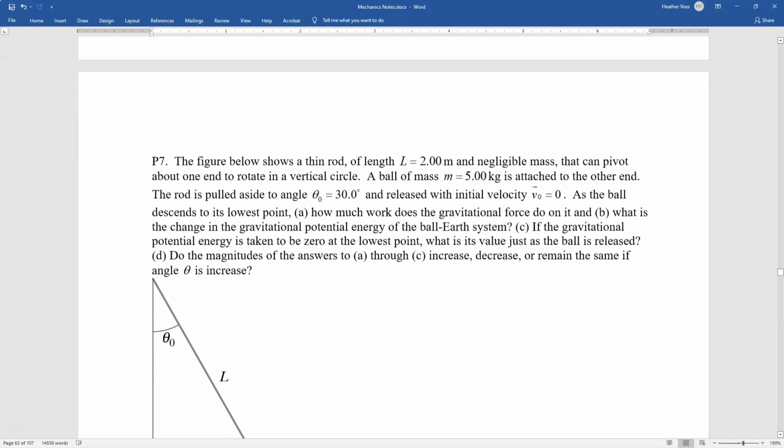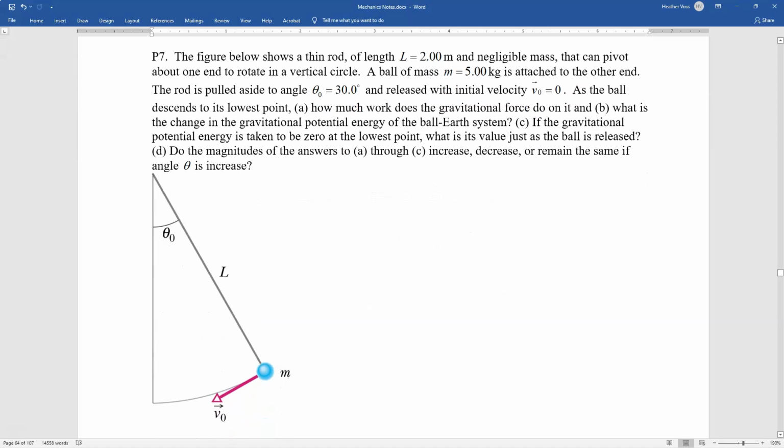So let's keep going from some of our examples. Here we go. We have a figure that's showing a thin rod, length L, which is 2 meters. Think about it almost like a meter stick, only it's 2 meters long. It has negligible mass. It can pivot about one end to rotate in a vertical circle.